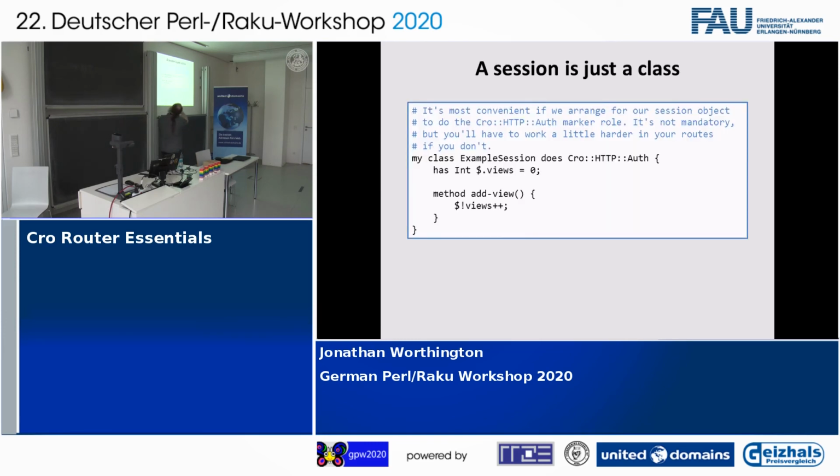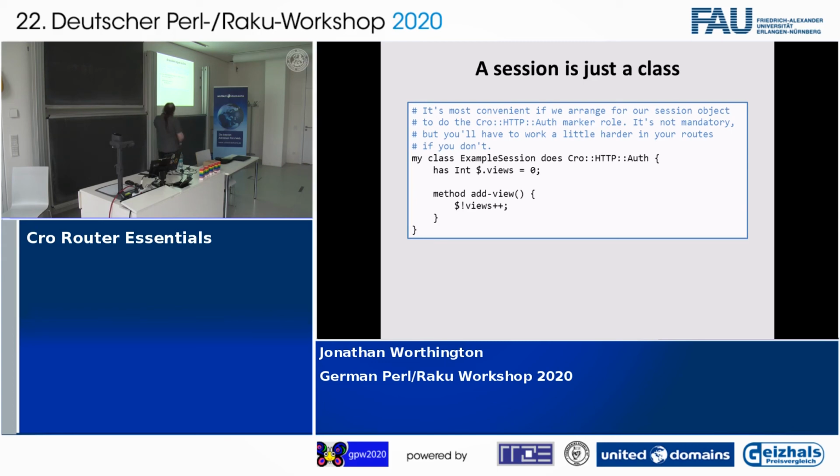So if we want to have a session object, the best thing to do is make it do the Cro auth role, and that gets you a few conveniences. It doesn't have to really be anything to do with auth, but you should stick that role on it so you can get easy router integration of the session. And I'll show you in a moment what I mean.